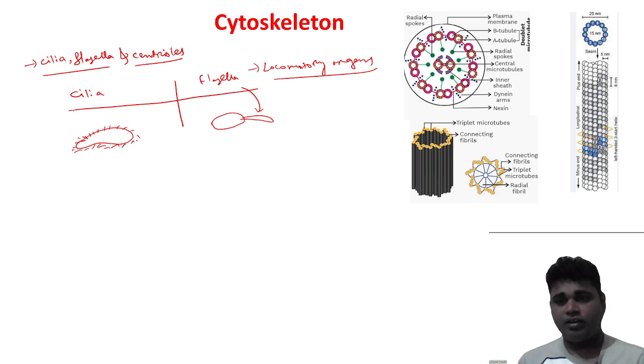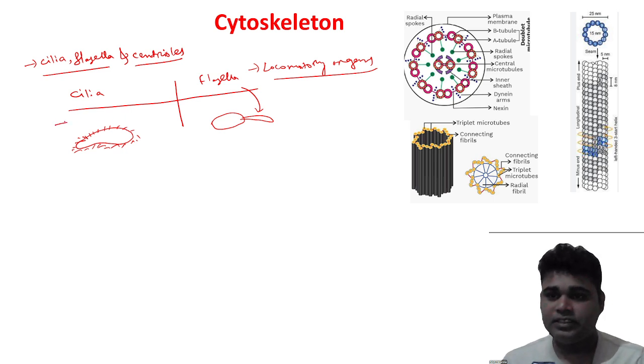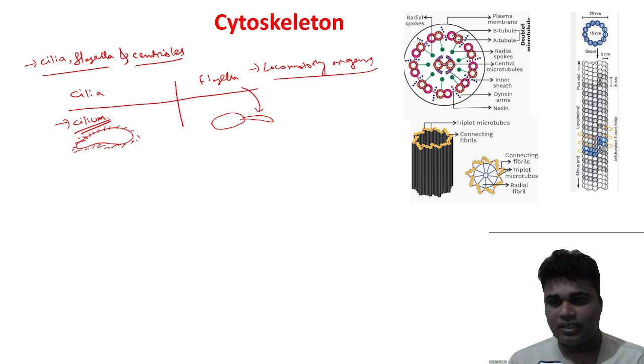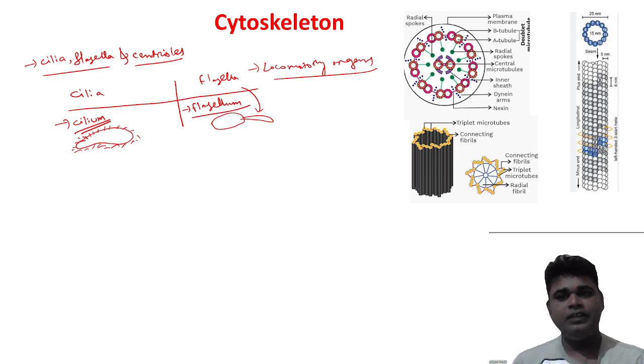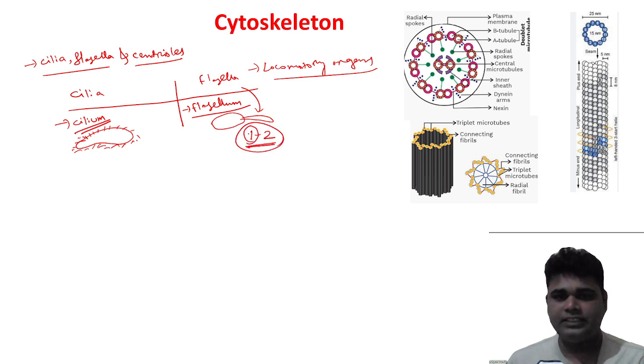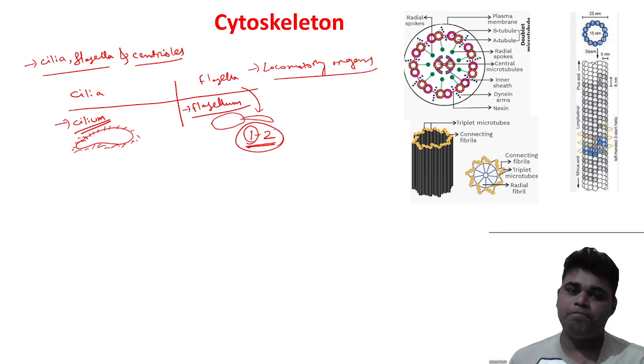The singular term of cilia is cilium. That means one cilia is called a cilium, while one flagella is called a flagellum. Okay. Now, the number of cilia is always high, but the number of flagella is maximum one or two, mostly a single flagellum is present, or maximum two flagella are present.